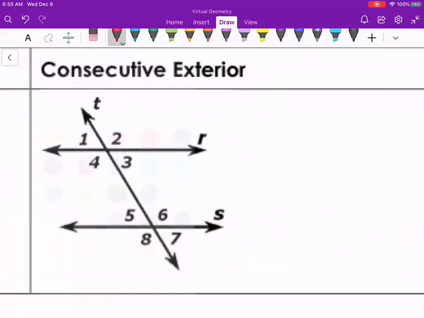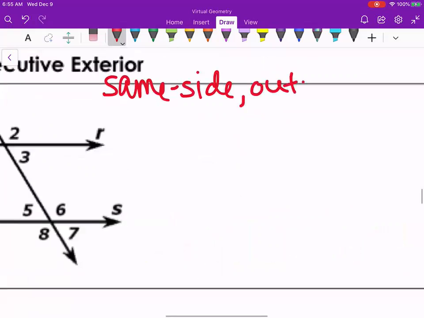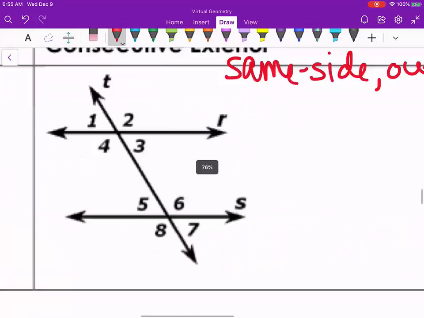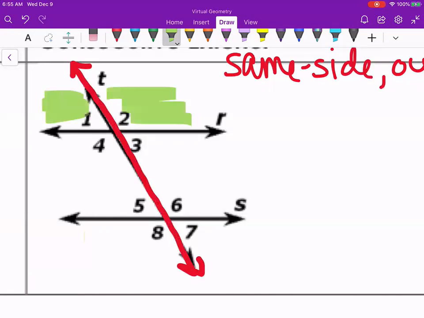Consecutive, again, just meaning same side. Exterior for outside of the parallel lines. So let's start with the same side. It has to be on the same side of that transversal. But this time we need exterior, so outside of the parallels. So we're looking at 1, 2, 8, and 7.